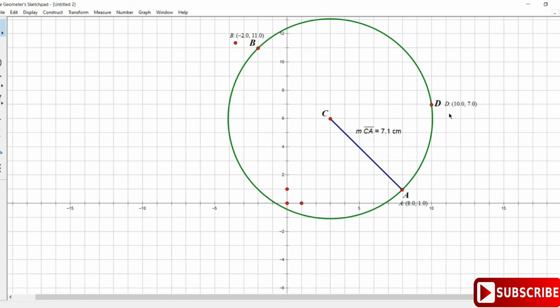So this is just justifying all our calculation. (10, 7) lies on the circle. The radius is 7.1. This is the circle that we have. Nice and easy. So it's always good when you get an idea of what's happening as well.